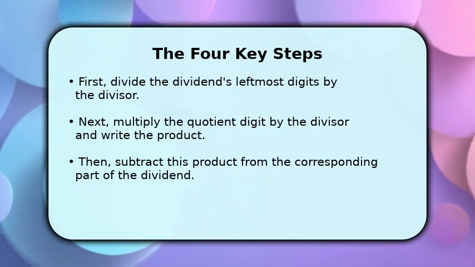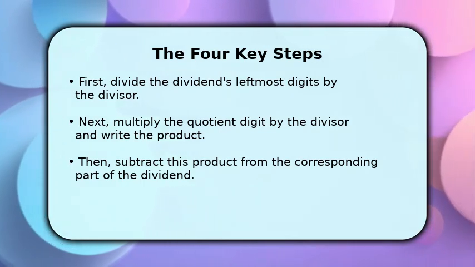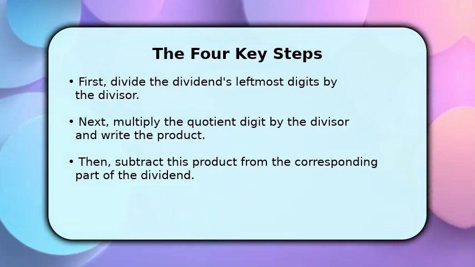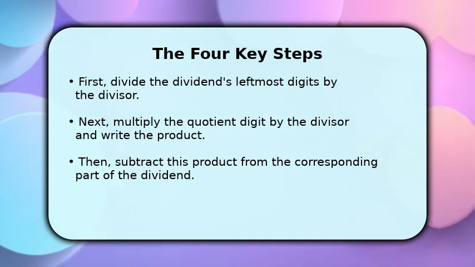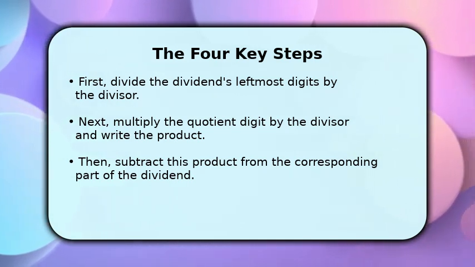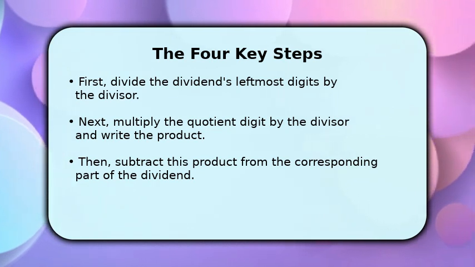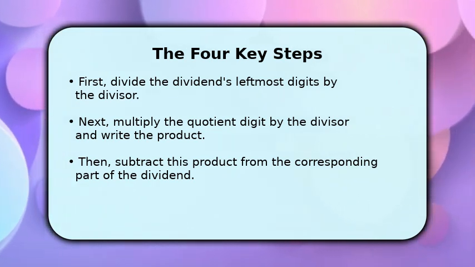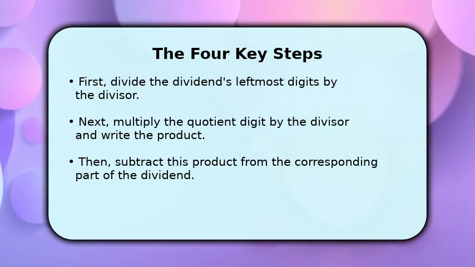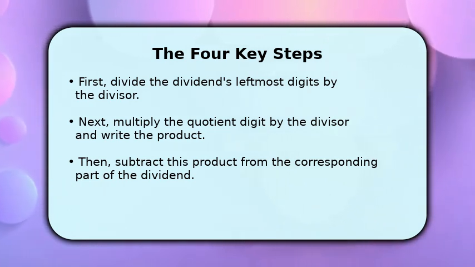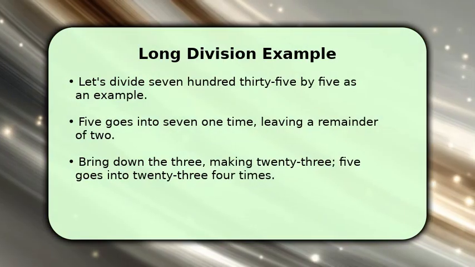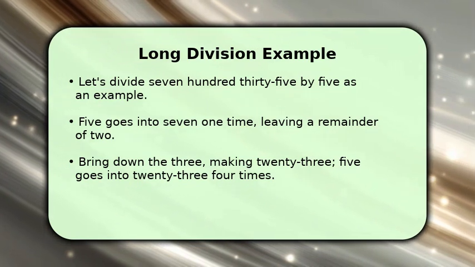Let's dive into the 4 essential steps. You begin by dividing the first part of your dividend by the divisor. Then, you multiply the result, or quotient digit, by the divisor. After that, subtract this product from the portion of the dividend you just divided. The final step is to bring down the next digit from the dividend, creating a new number to repeat the process. Consider dividing 735 by 5.